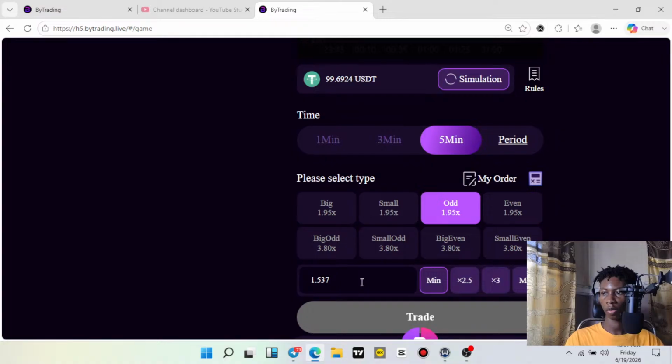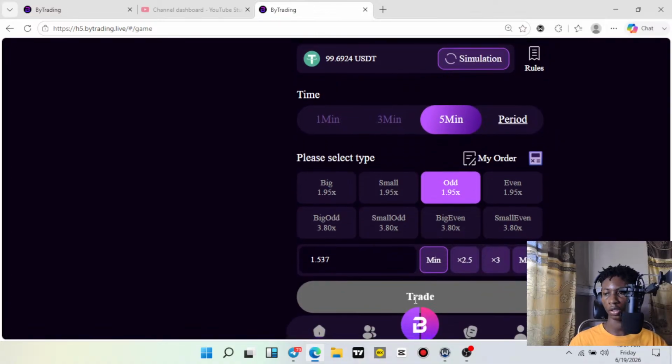Let's wait for the outcome of this trade. The reason I'm not using my PC to trade is that this trade button isn't showing. I'm using my phone for the execution, and using this to demonstrate how it works. So that's it.